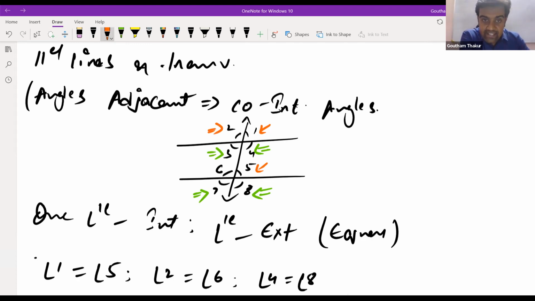Angle 2 is exterior, angle 6 is interior. One is interior, one is exterior, lying on the same side. They are simply called corresponding angles, and corresponding angles are always equal. Angles 4 and 8, 1 and 5, 2 and 6, or you can even consider angle 3 and angle 7. All these angles are corresponding angles.